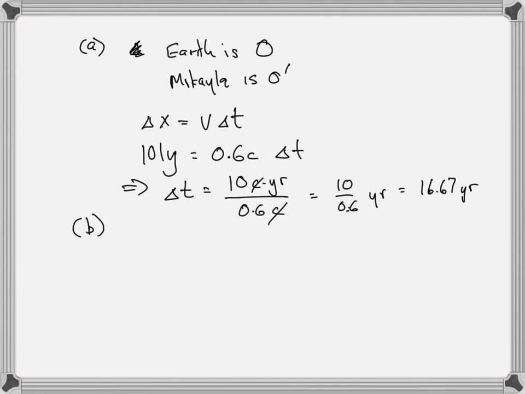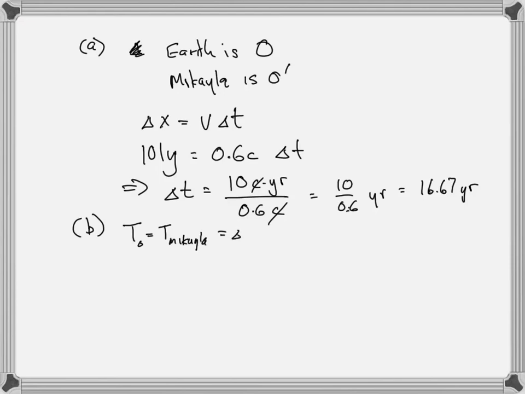We could go ahead and do a calculation for Michaela, but we can just say who's got the proper time. Michaela has the watch that is present leaving Earth and arriving at the foreign planet, and so Michaela has the proper time. Michaela's time is the shortest.